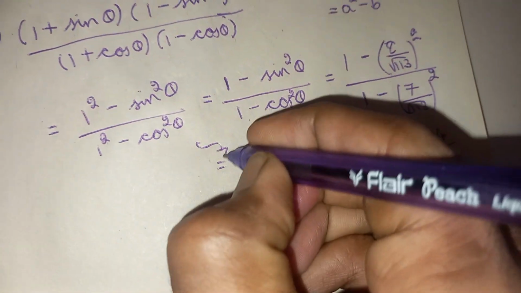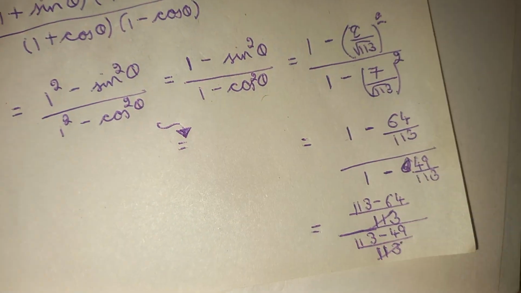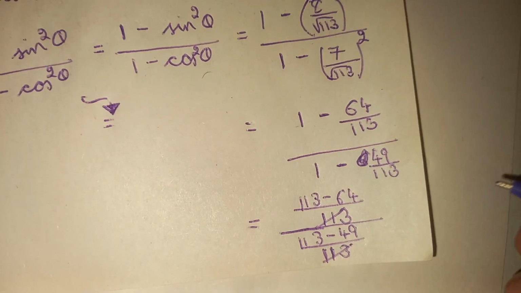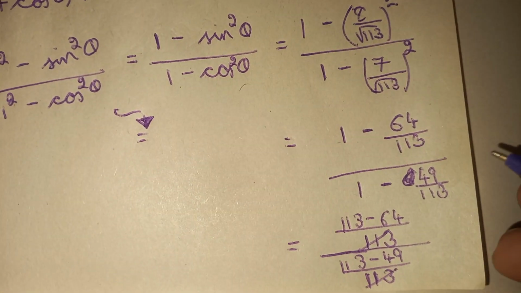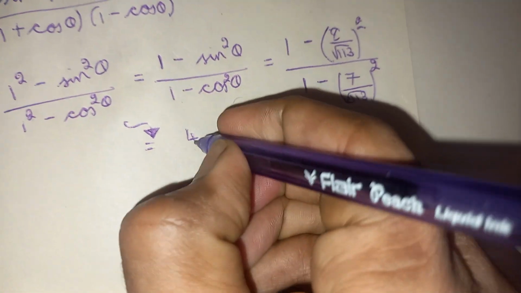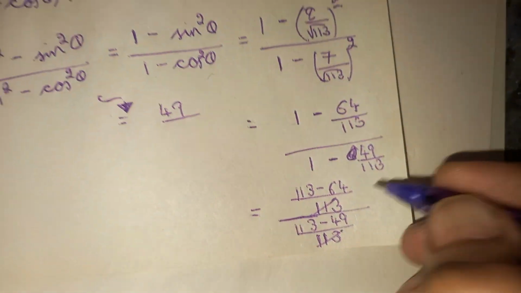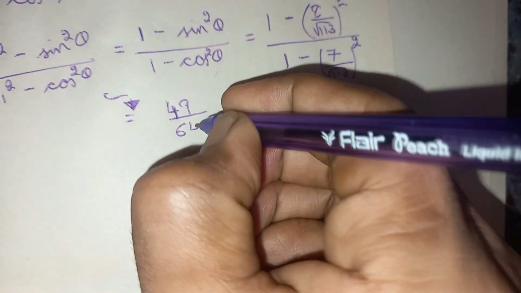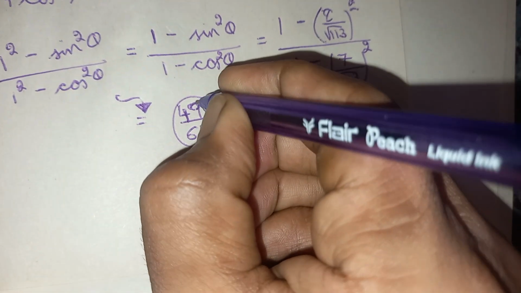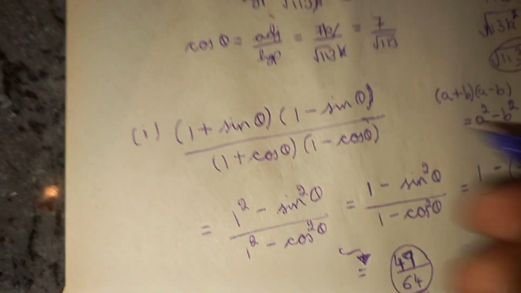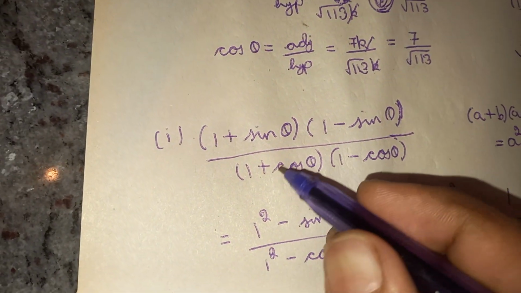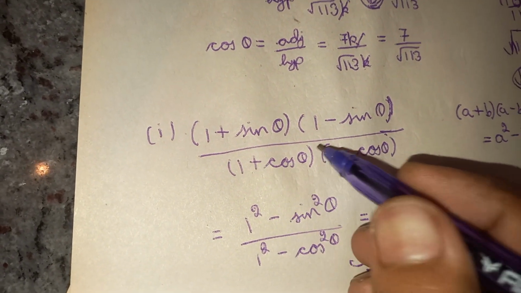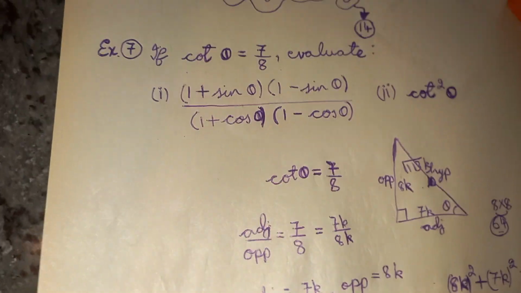Now 113 minus 64 equals 49, and 113 minus 49 equals 64. So this complete thing equals 49 by 64. That is the value of (1 plus sine theta)(1 minus sine theta) by (1 plus cos theta)(1 minus cos theta).